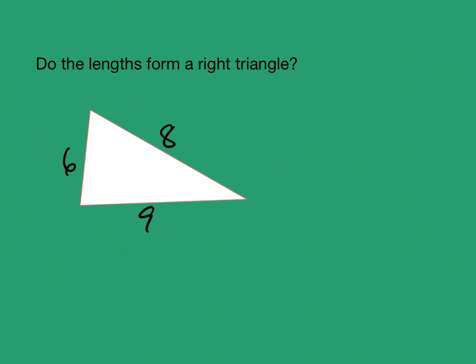First part of your assignment, okay? I believe they give you a picture. They're going to give you a triangle. They're going to label each side with some numbers, and they're going to ask you, do the lengths form a right triangle? Okay? So with something like this, we are merely going to test these values in the Pythagorean Theorem.